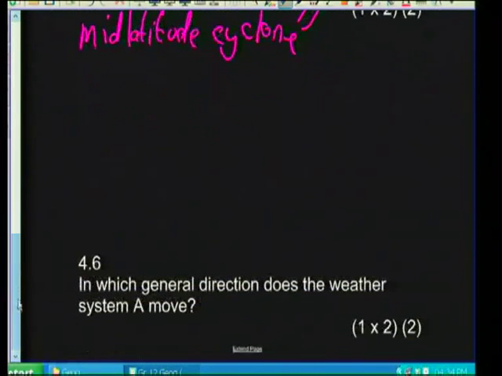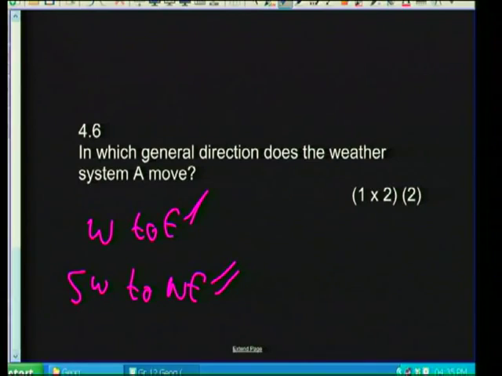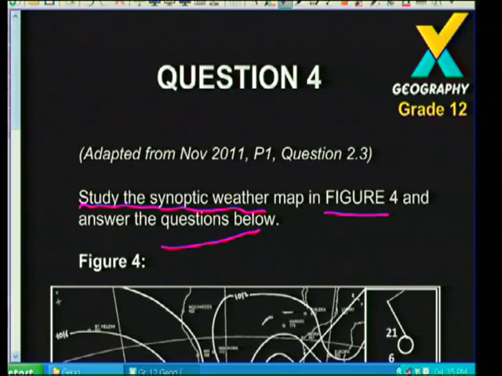Let's look at the next question. In which general direction does the weather system A move? Once you've identified it's a mid-latitude cyclone, you've already learned that mid-latitude cyclones move from west to east, or we can actually be more precise and say southwest to northeast. And that's our 2 marks. Any one of these 2 is fine.